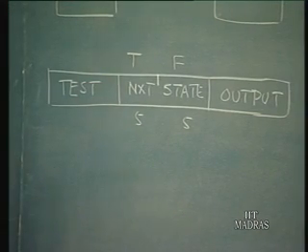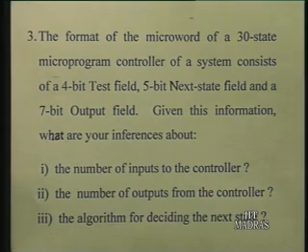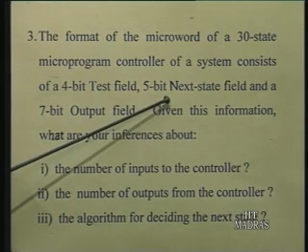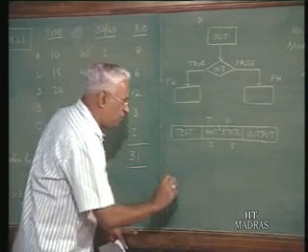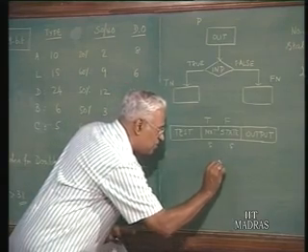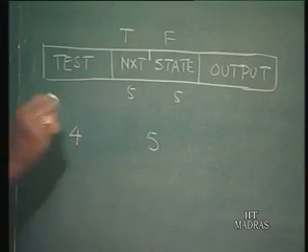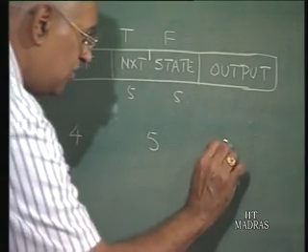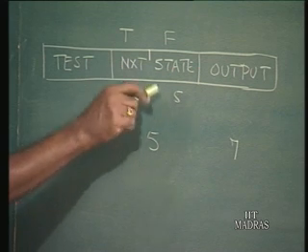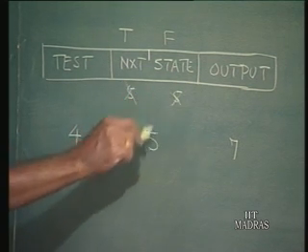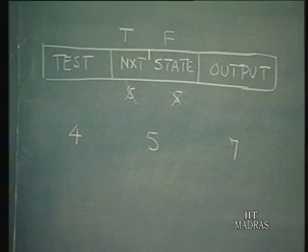Now, what has been given in the problem? Take a look. It says the test field is 4 bit, the next state field is only 5 bit, and then you have a 7 bit output field. So, now we said we need at least two 5s, but what has been given is the next field is only 5 bits, test field is 4 bits, and the output field is 7 bits. We have no choice, we do not have the 10 that we require, we have only 5. All right, now let us start.